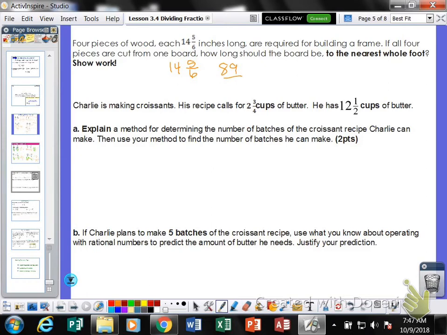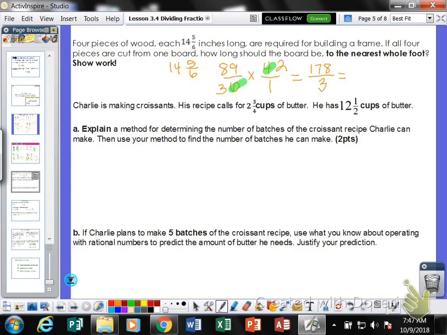Thank you. And we have 89 over 6. And then we want to multiply that by 4. So then we see that 4 and 6 can both be divided by 2. So 4 divided by 2 is 2. 6 divided by 2 is 3. And then now we can multiply. So 89 times 2 is 178 over 3. And then simplify that to a mixed number.